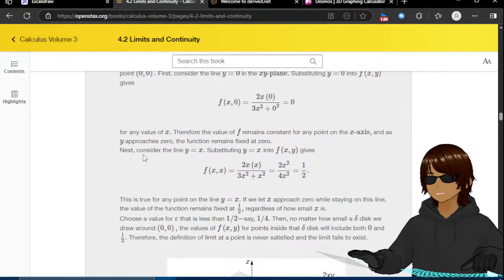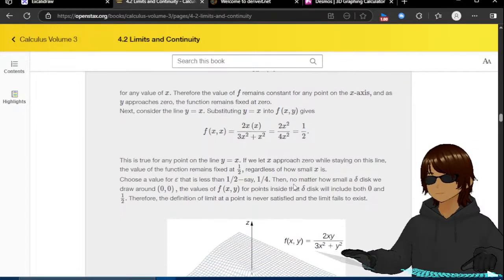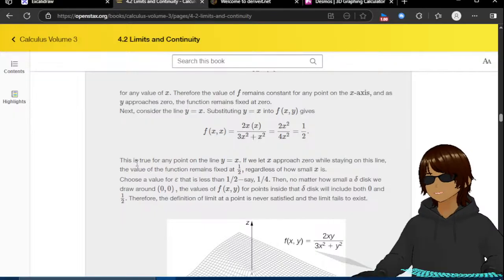Next, consider the line y is equal to x. Substituting y is equal to x into f of xy gives this. This is true for any point on the line y is equal to x. If we let x approach 0 while staying on this line, the value of the function remains fixed at half regardless of how small x is.